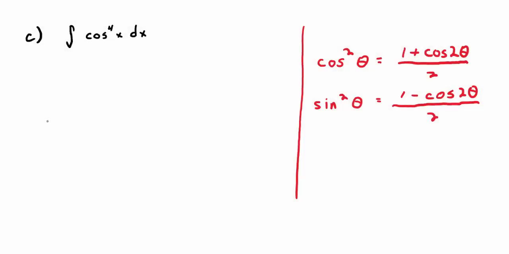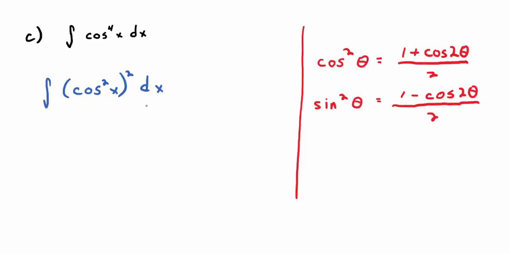Let's integrate cosine of the fourth x dx. As is, there's no way we can integrate this. We have to reduce that power. So here's the best way to think about it. The cosine of the fourth power, would you buy, is the cosine squared squared? Sure it is.